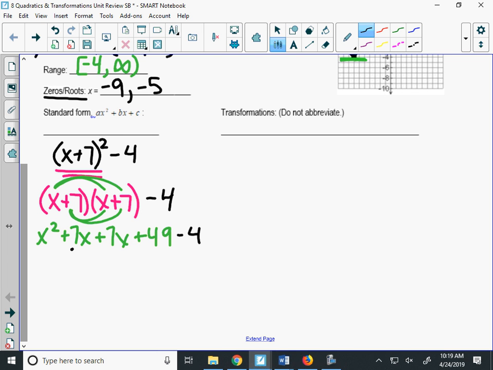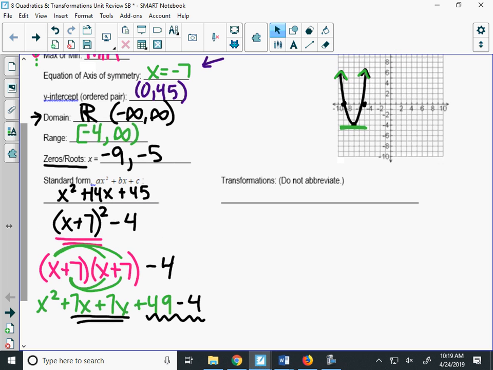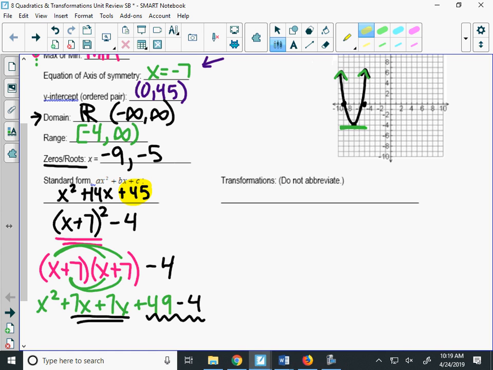So when you combine these like terms here, you'll get x squared plus 14x, and then 49 minus 4 is 45. Now before we move on, notice that the number on the end of our standard form was the same as our y-intercept. That should always be the case.